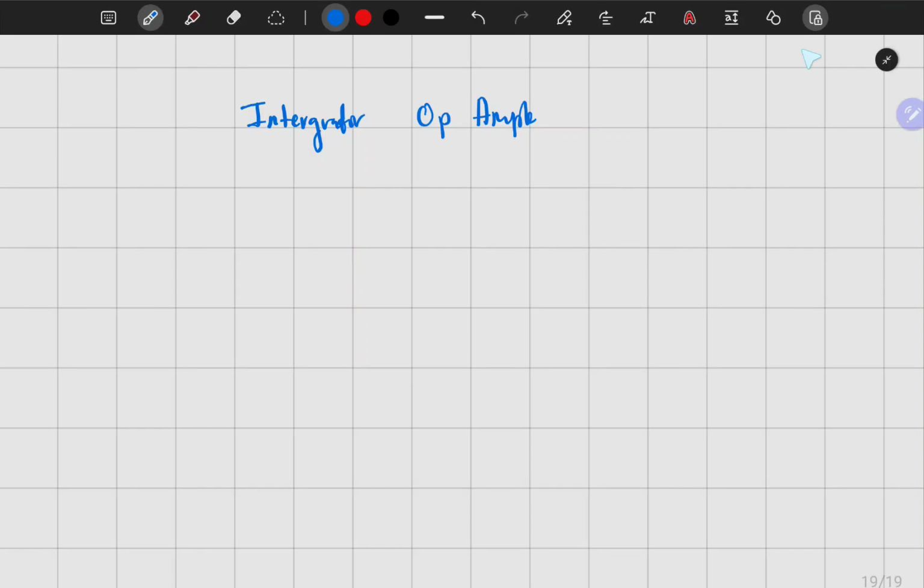Talk about the integrator amp. So I'll just make a reference to this and the previous video I just did.